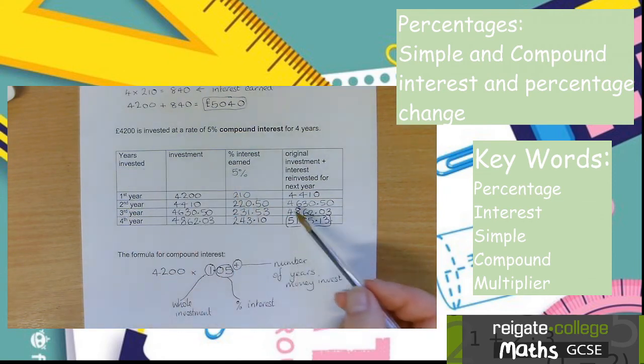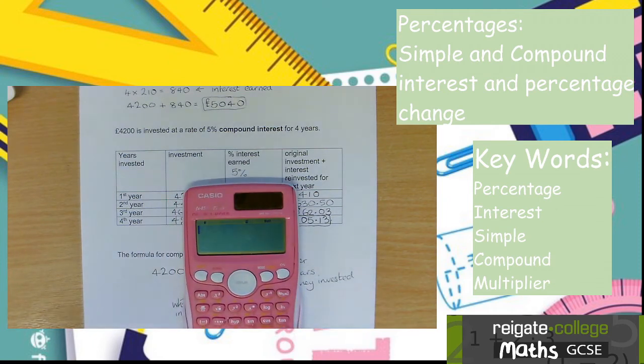So this whole calculation can be short-circuited by this sum on the calculator, which looks like this. £4,200 multiplied by 1.05 to the power 4. There's my total amount of money in the bank plus the interest payment, and I'll round that to the nearest penny, so 2 decimal places, £5,105.13.